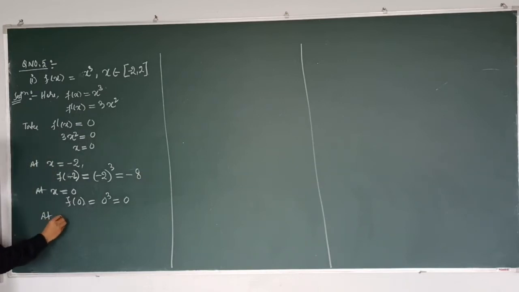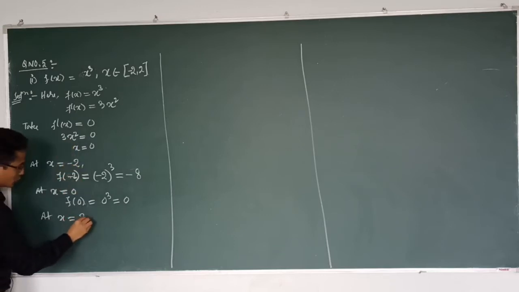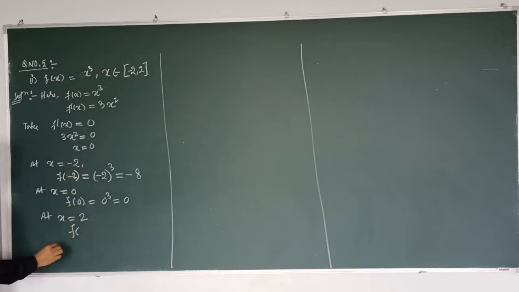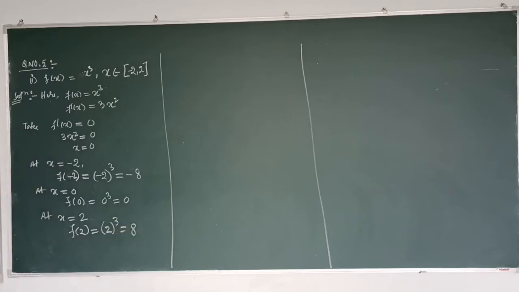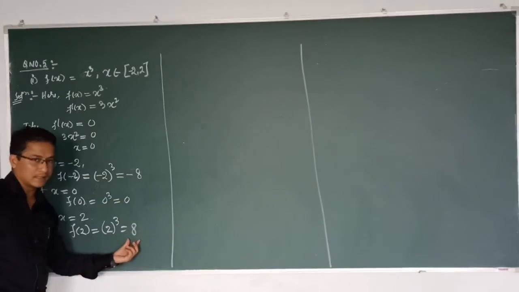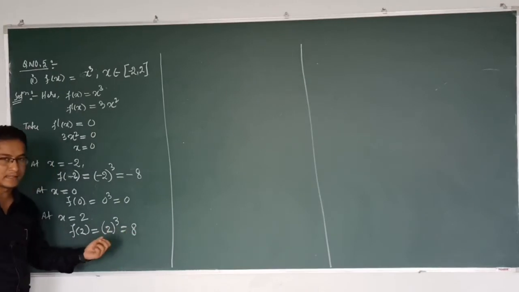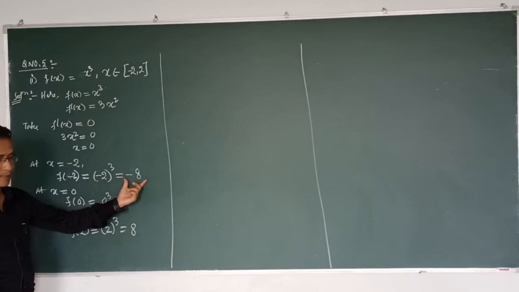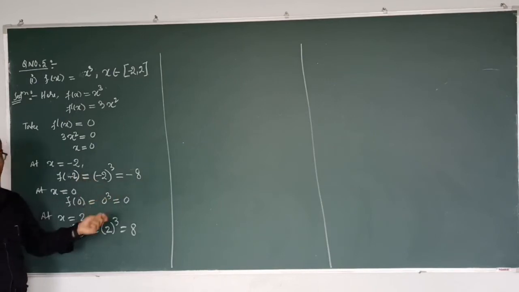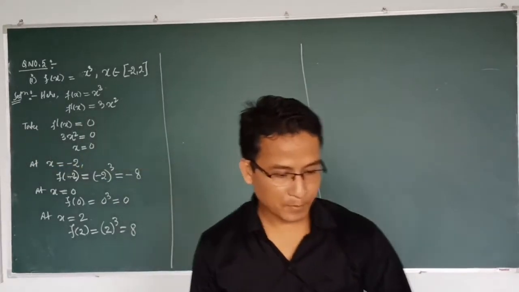And at x equal to 2, f of 2 is equal to 2 cube, which is equal to 8. Now from these 3 values we will see which one is greater. This is greater, so this value is considered as the maximum value, at x equal to 2, and this value is considered as the minimum value at x equal to -2.